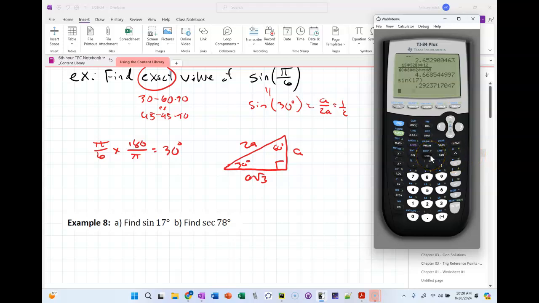So what I'm going to do is cosine 78, and then I'm going to press the reciprocal button. That's that little x with the -1 exponent. It's right under the math button there on the left-hand side. That does the reciprocal for me. So my answer should be 4.810 if I rounded to 3 decimal places.